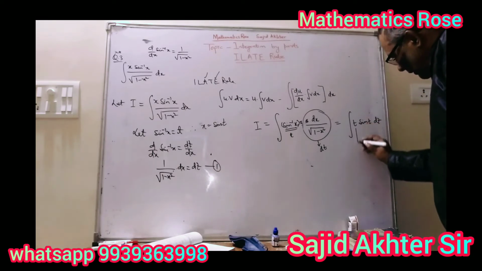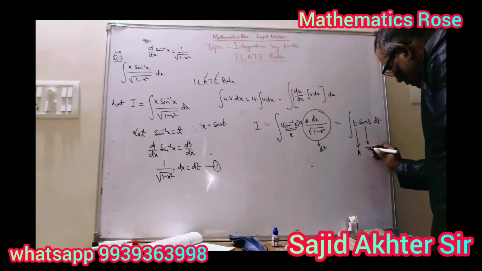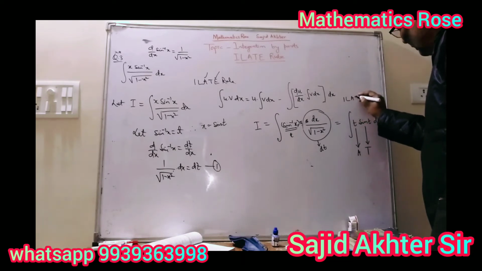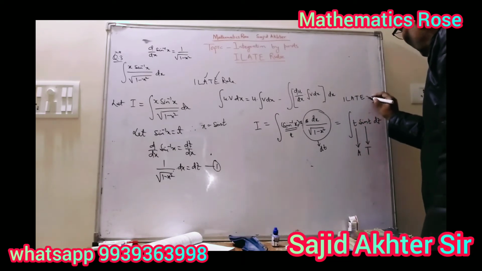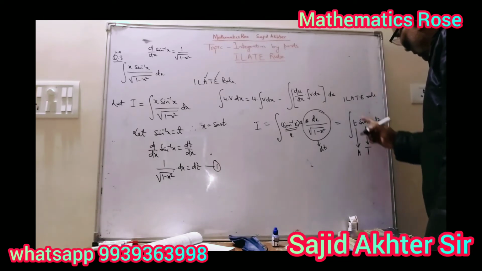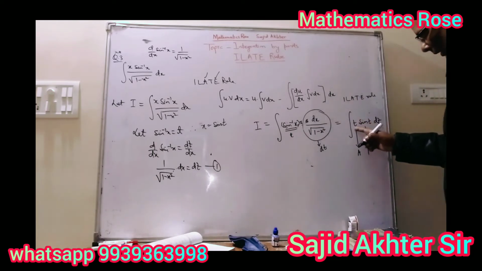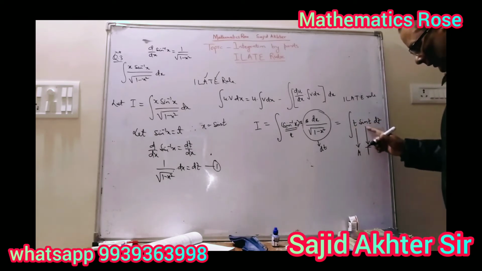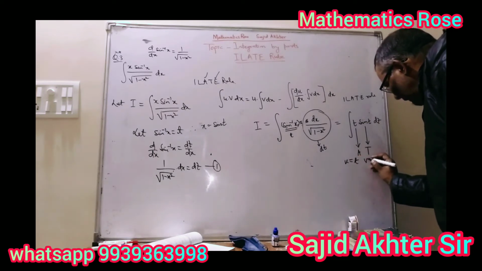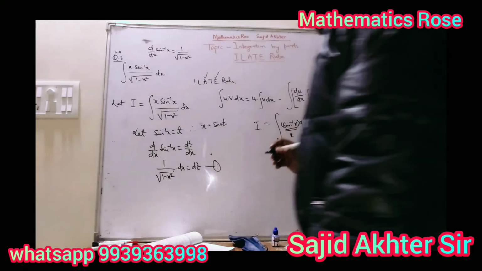So this is which type of function? Algebraic function. And this is which type of function? Trigonometric function. Now in Euler rule, algebraic function is coming first. So u will be taken as t, and sin t will be taken as the second function. So u is taken as t, and v is taken as sin t, and we will integrate here.